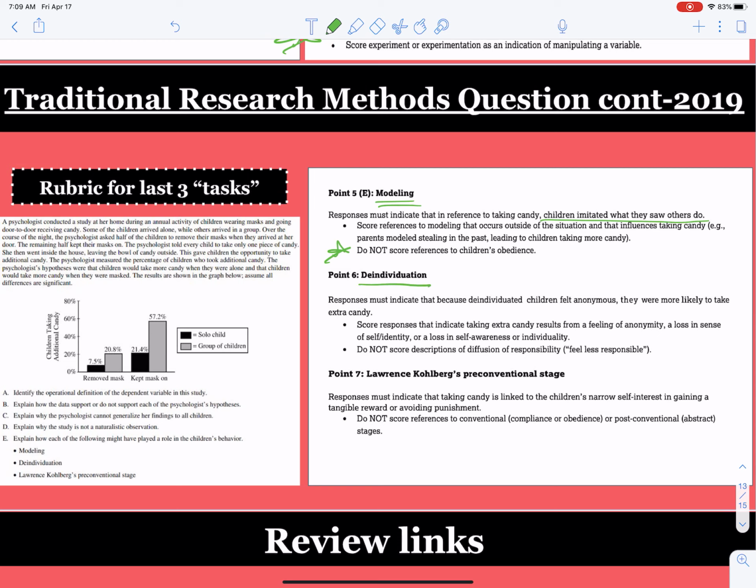De-individuation, we probably won't visit this in our exam this year because that does come from the social psych unit, so I'm just going to move right past that.